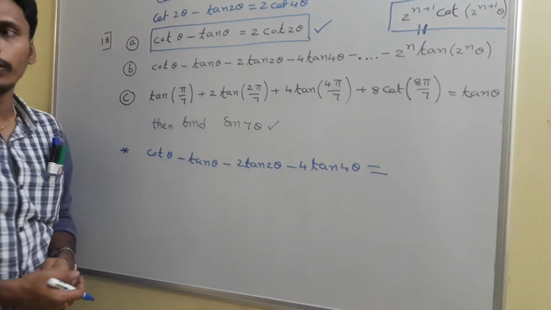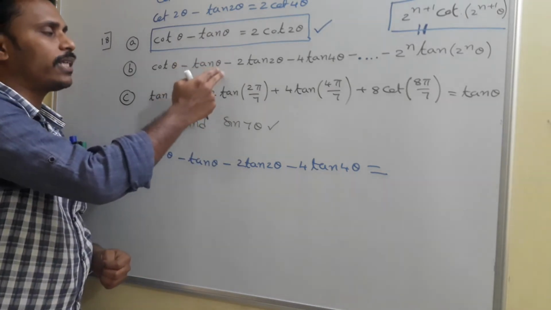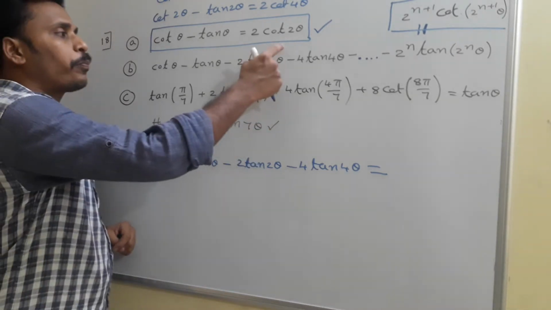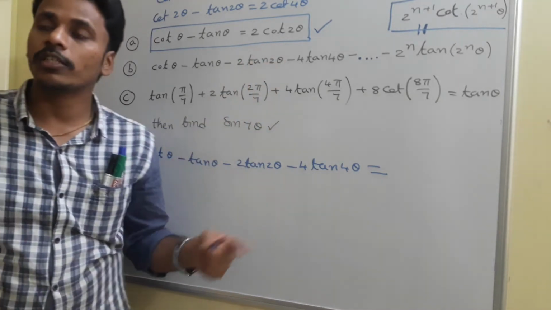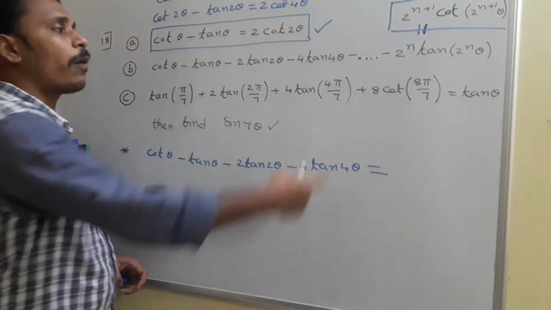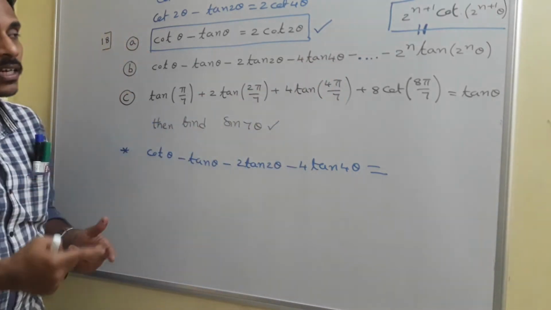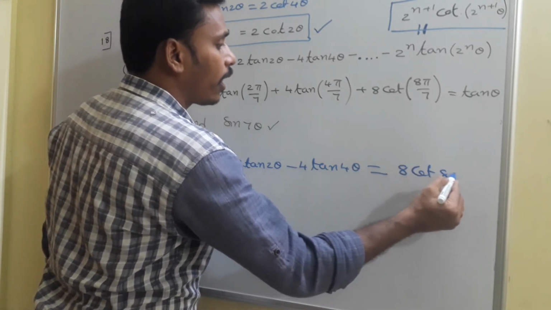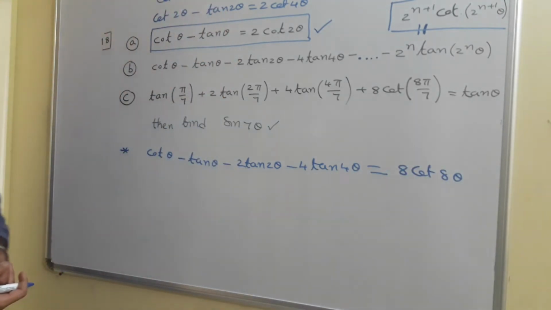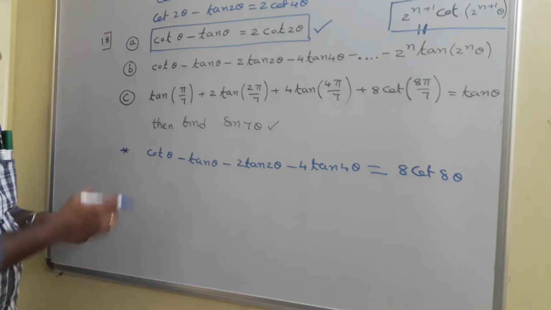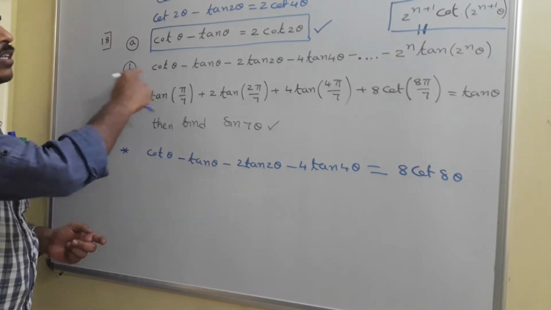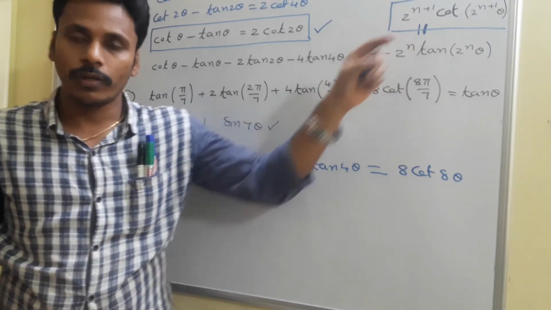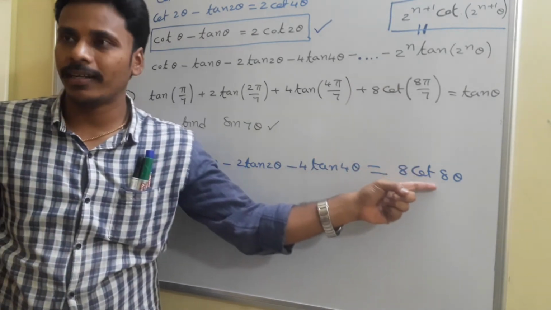As I told you, if up to θ I use, the result is 2 cot 2θ. If up to 2θ I use, the result is 4 cot 4θ. If up to 4θ I use, the result is 8 cot 8θ. This is the thing which we know, and it is very obvious from 18b. If it is up to 2 power n, we take it as 2 power n plus 1. If it is up to 4, it is directly 8.